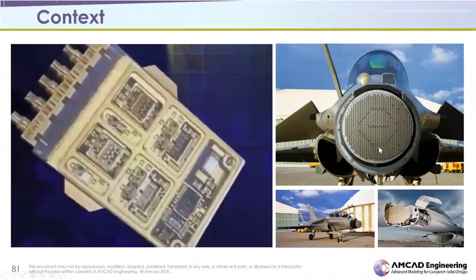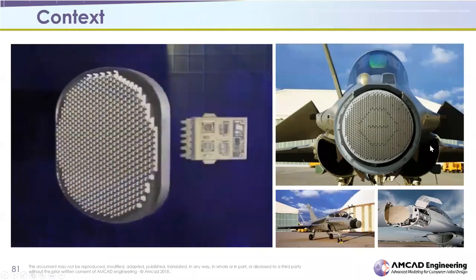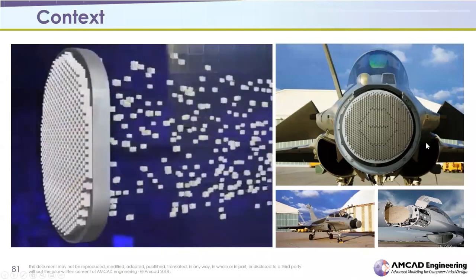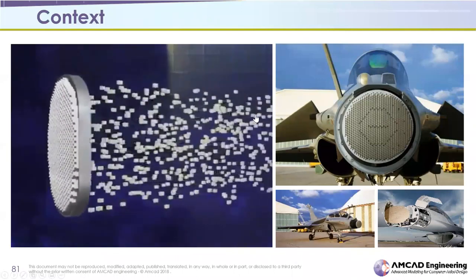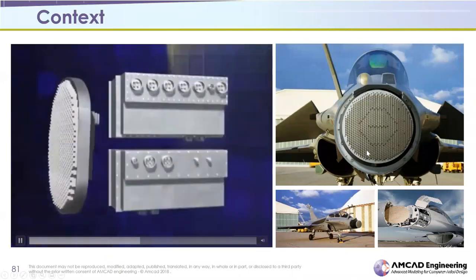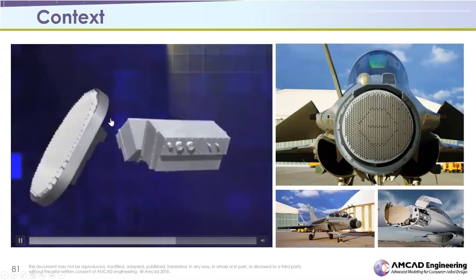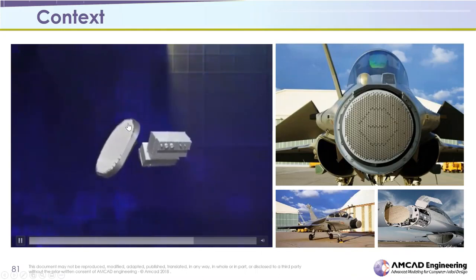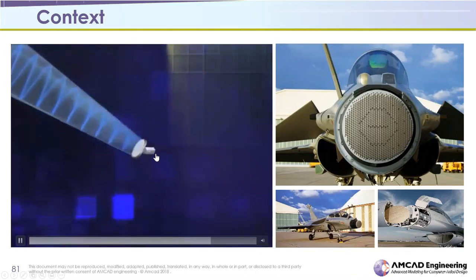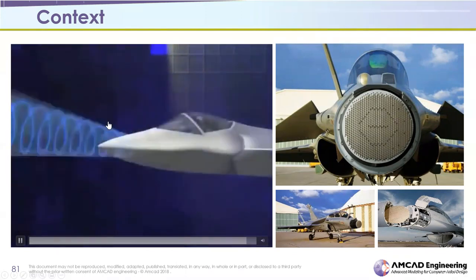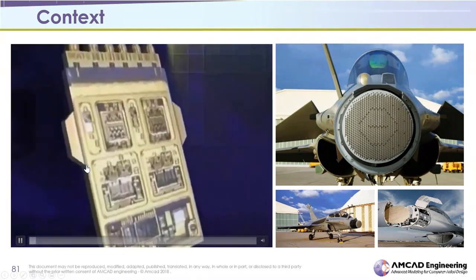So for example, the context is we have this antenna from the Rafale, okay? I know in India you have the Rafale. So the radar of the Rafale, as you saw before, has a lot of components in it and a lot of antennas, and you need to be able to predict the beam steering of this antenna.